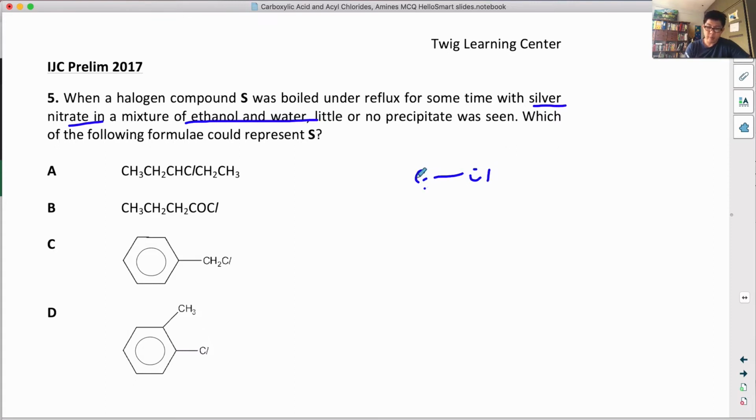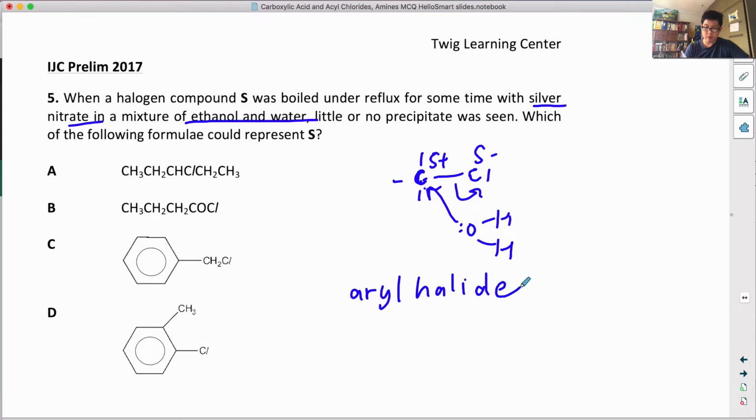So generally this is what happens, right? If you have a carbon here, just as an example, this is delta minus, this is delta plus. So you will have, say, water or ethanol acting as a nucleophile. It will attack the carbon to kick out the Cl. They say little or no precipitate was seen, so which halogen compound will not react with a nucleophile like this? It must be an aryl halide, because it has partial double bond character. So definitely the answer is D.